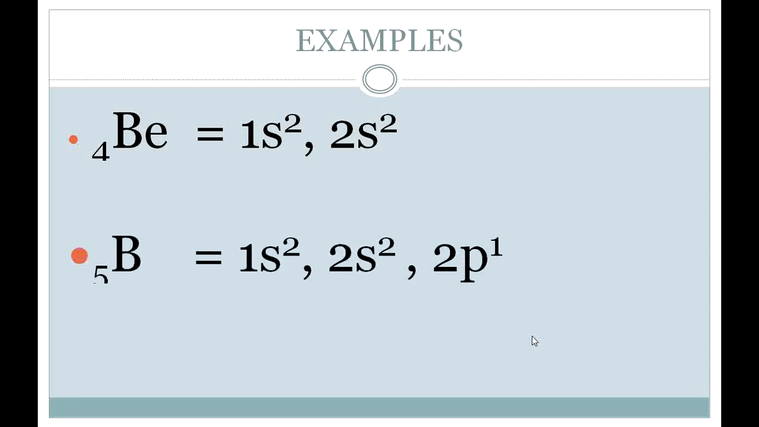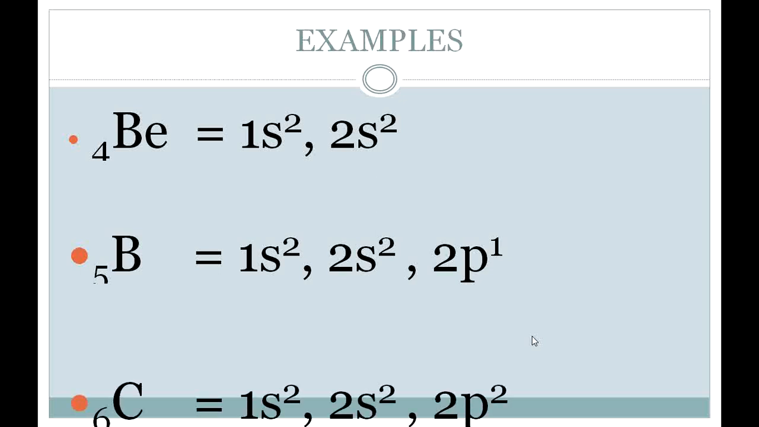Next is beryllium. Beryllium's atom contains 4 electrons, so 1s2 and 2s2. Next is boron. Boron has atomic number 5. It means boron has 5 electrons. So 1s2, 2s2. After 2s we have the 2p orbital. So 1 electron will go to the 2p orbital. Next is carbon. Carbon's atomic number is 6. 1s2, 2s2, 2p2.